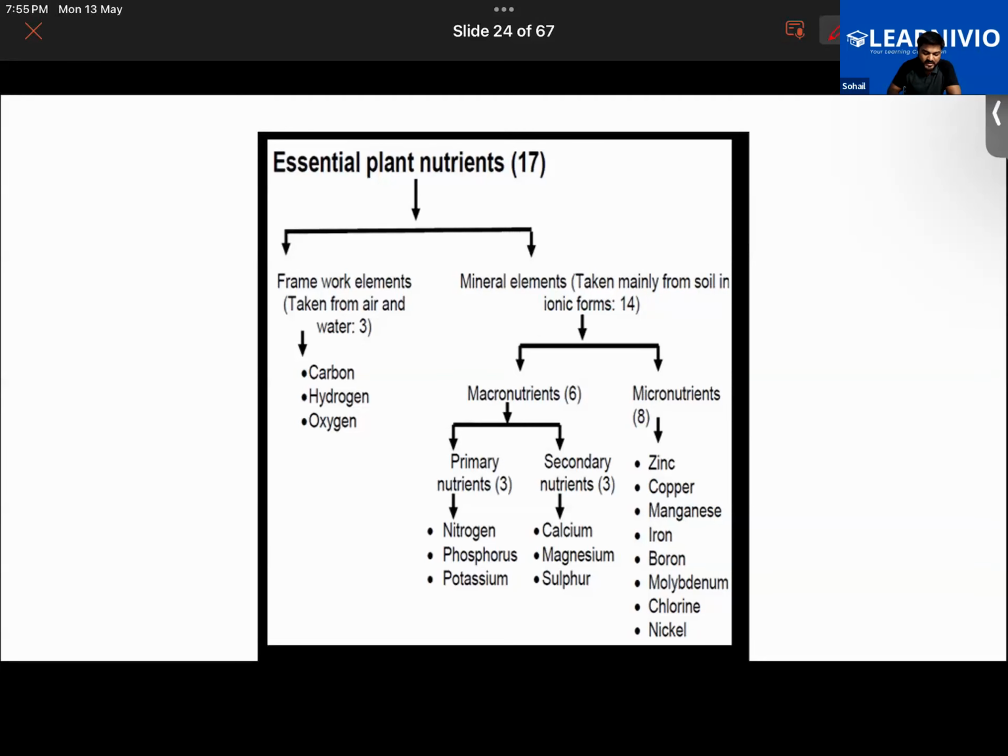Some of the nutrients are taken from the air, for example carbon dioxide, hydrogen, or oxygen. They can be taken from air, and also from water. Getting my point now, guys? Like carbon is required, so it is taken by the plants in the form of carbon dioxide. From where will it take the carbon dioxide? From the stomatal pores, no?